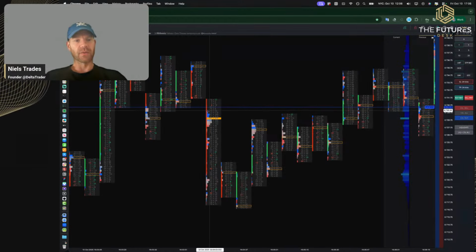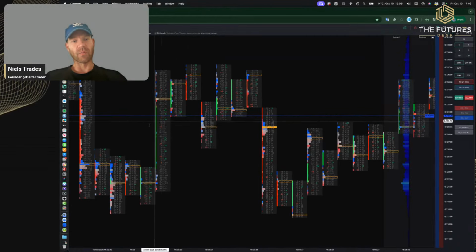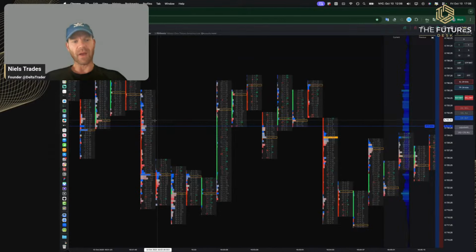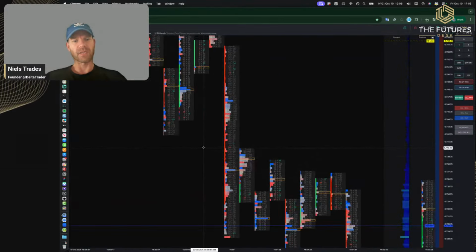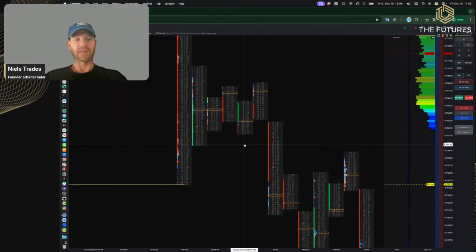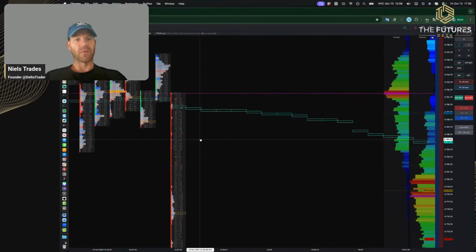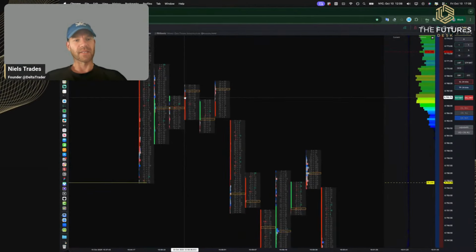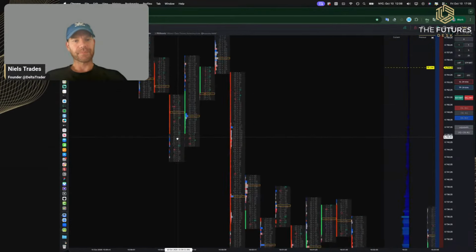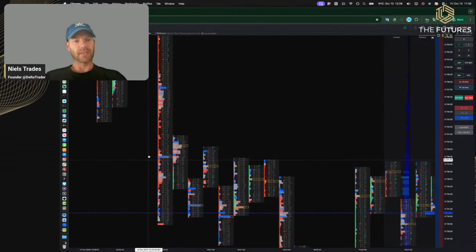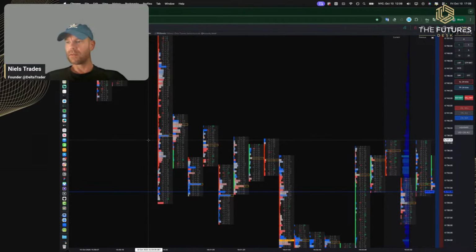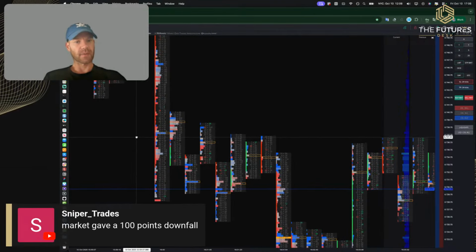So I like to look at those volumes, and with those low volume pushes from today, the higher volume points are much easier to see. So that's kind of nice. But yeah, it did move a lot, as you guys can see. Market gave a 100-point downfall. Yeah, exactly.